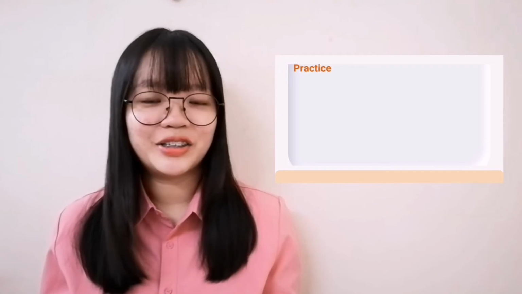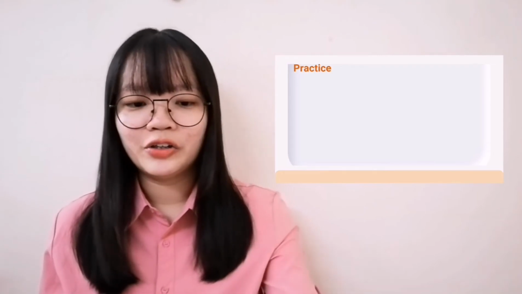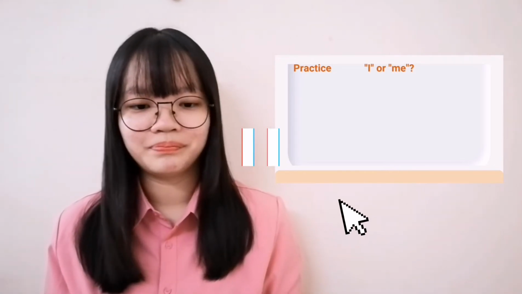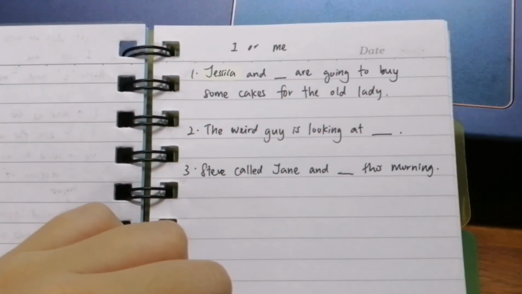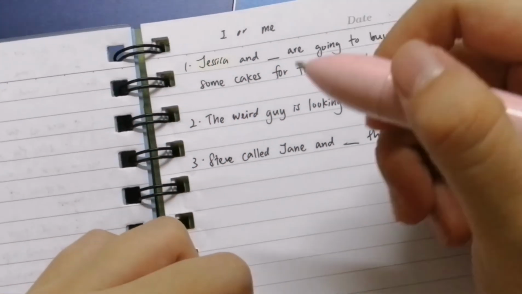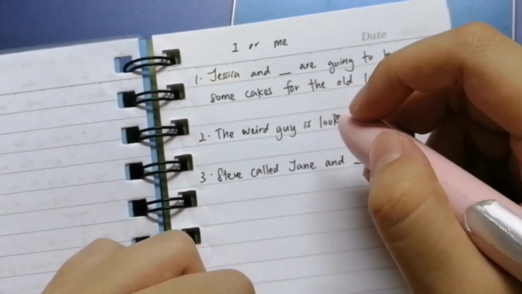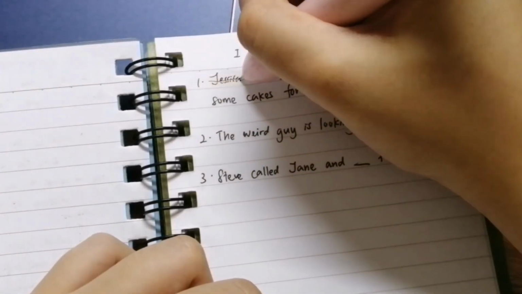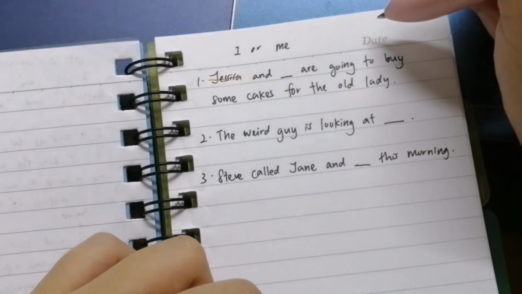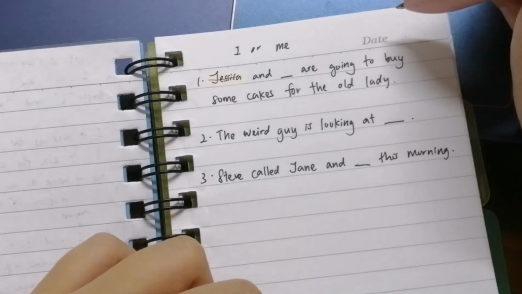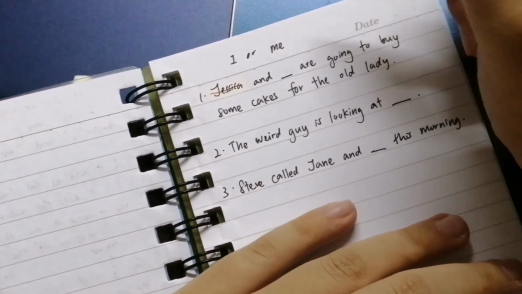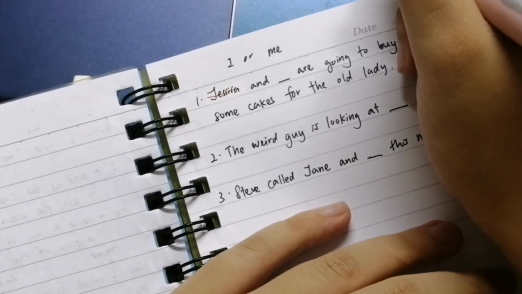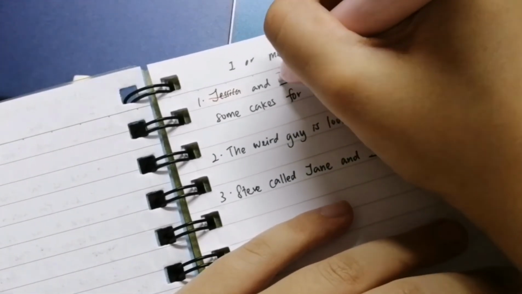Okay, let's have some practice to see whether you understand or not. Your choices are I, the subject pronoun, and also me, the object pronoun. Okay, let me try. Jessica and blank are going to buy some cakes for the old lady. So I remove Jessica first. I am going to buy some cakes for the old lady. Me am going to buy some cakes for the old lady. So we need a subject here. So we use I, subject pronoun.